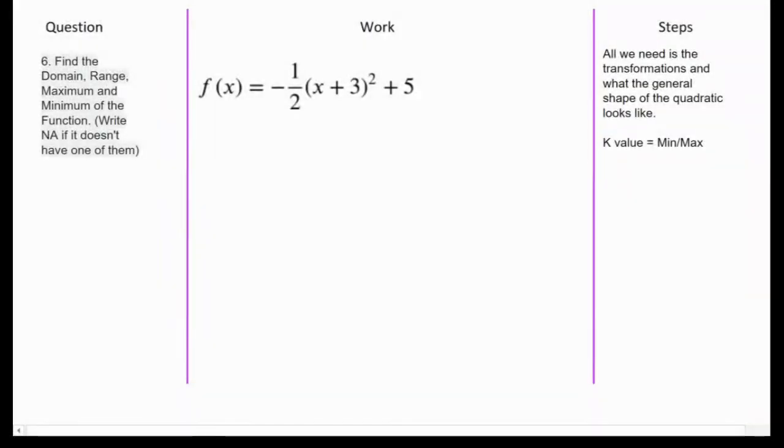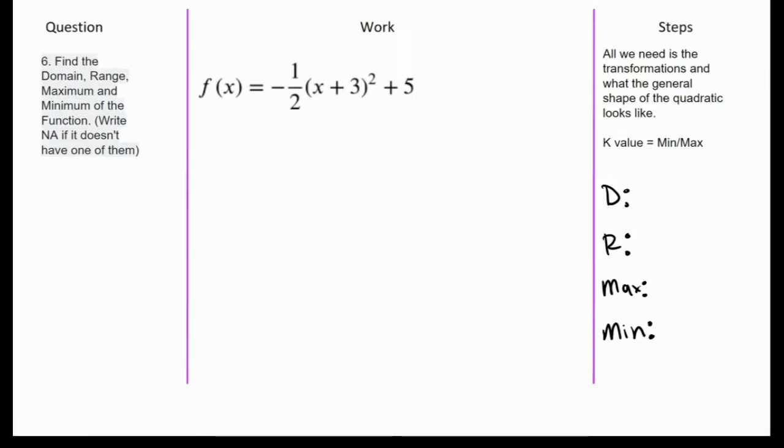Here we're asked to find the domain, range, maximum, and minimum of our function. So let's list that out here so we can keep track of everything: domain, range, maximum, and minimum. And we're going to write NA for anything that doesn't actually apply.